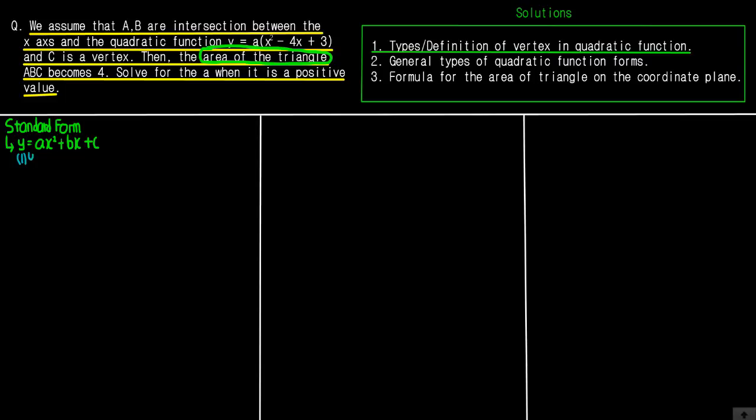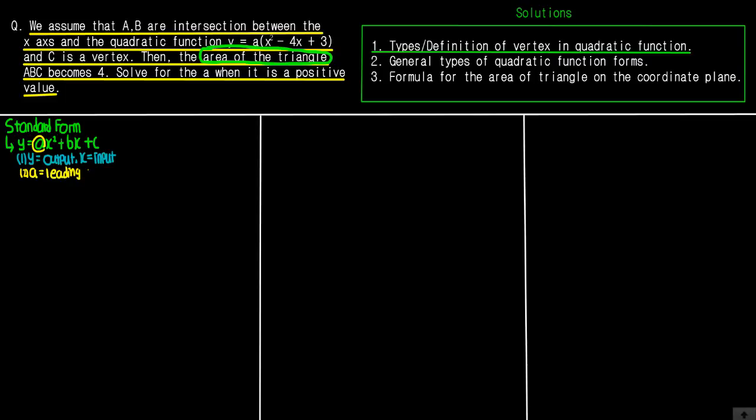Firstly, let's think about y and x. Y is always the output, and x is always the input of our function. We could say that these output and input values are what make up our function. Secondly, let's think about A. As we can see, the value A is the leading coefficient.